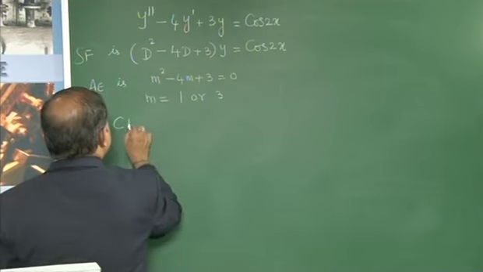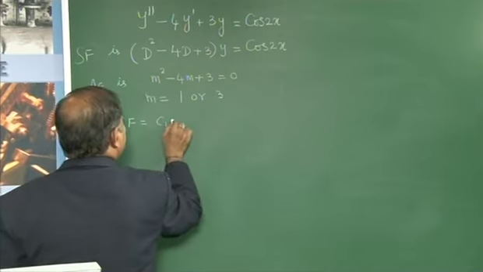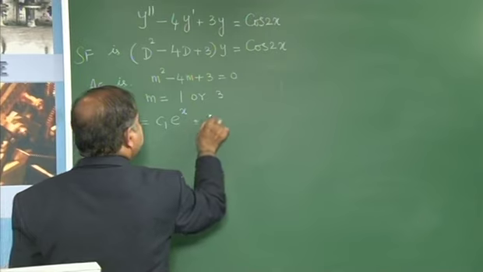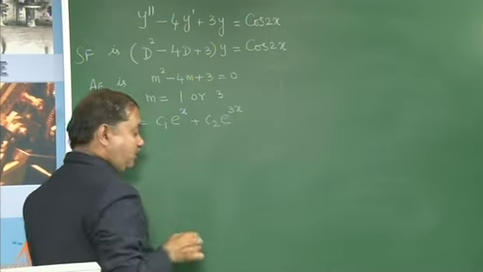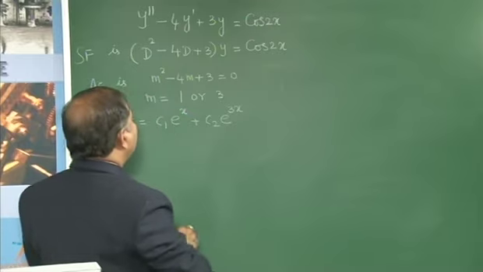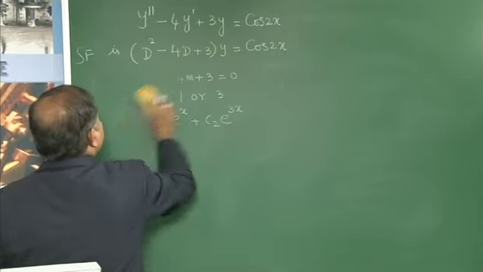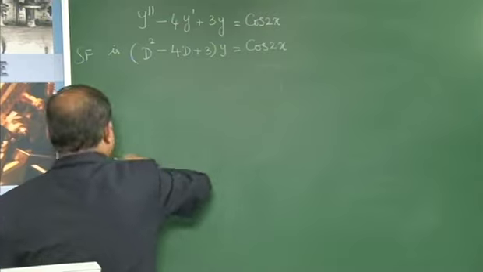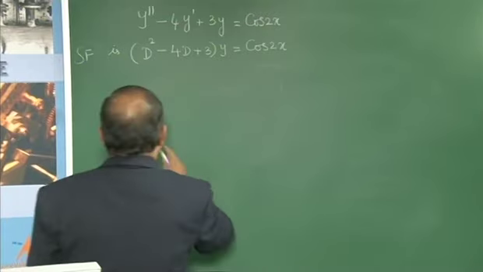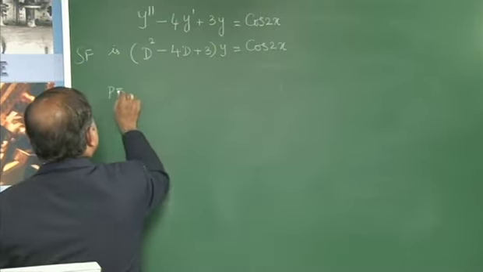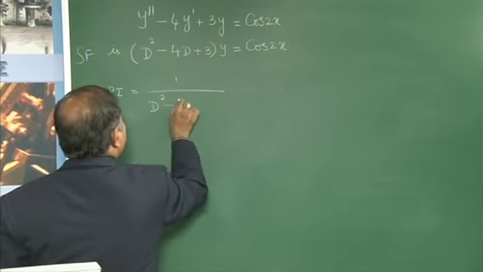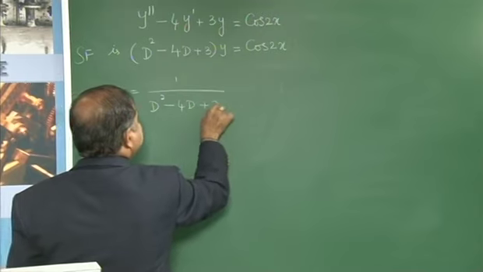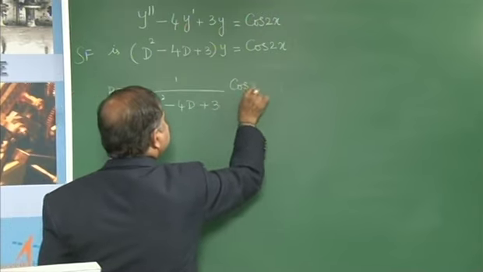So, what is my CF? C1 e power x plus C2 e power 3x. This is my CF. Now, most important part, the particular integral. See carefully, particular integral is 1 by d squared minus 4d plus 3 cos 2x.